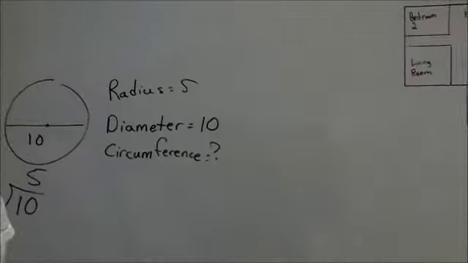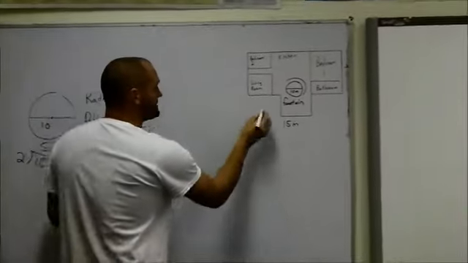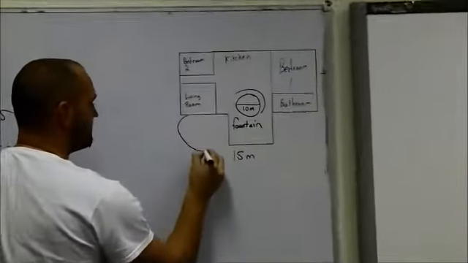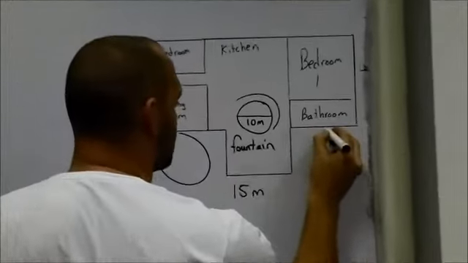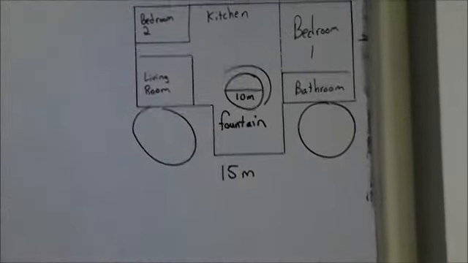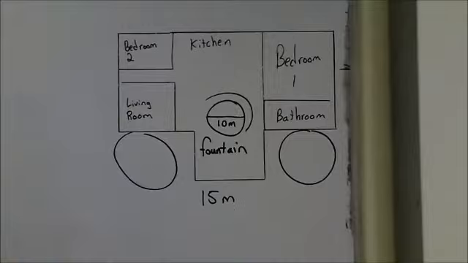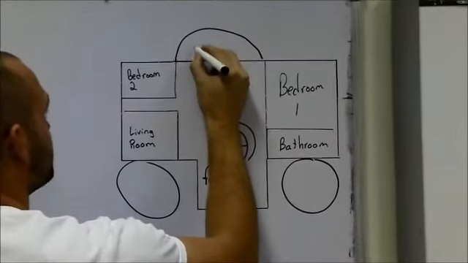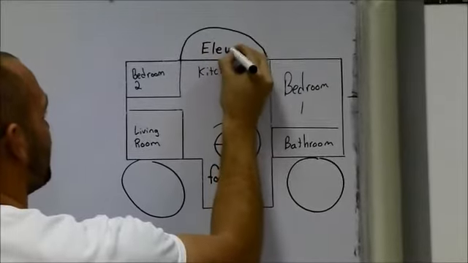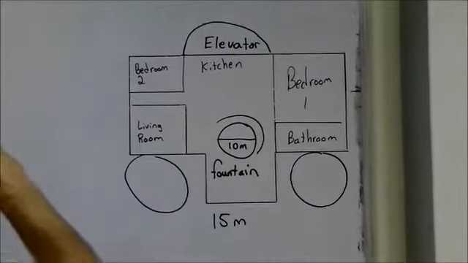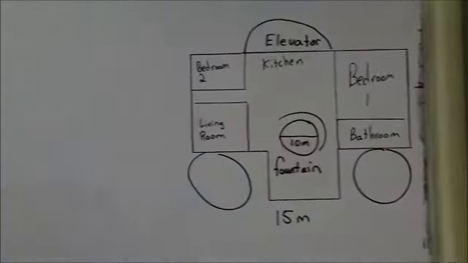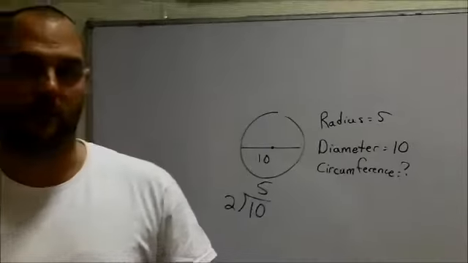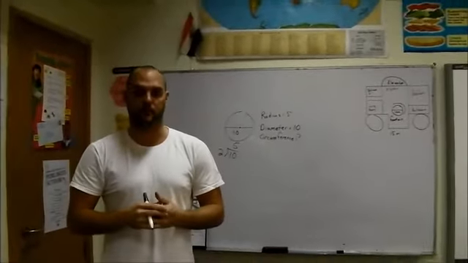Okay. We could also add other things. Maybe I want to add, like a castle. I could add some towers to the front of my house. I could also in the back make a half circle, and this could be my elevator. Cool. Circles make our life a little bit more fun, and they're all around us. They are really, really important.